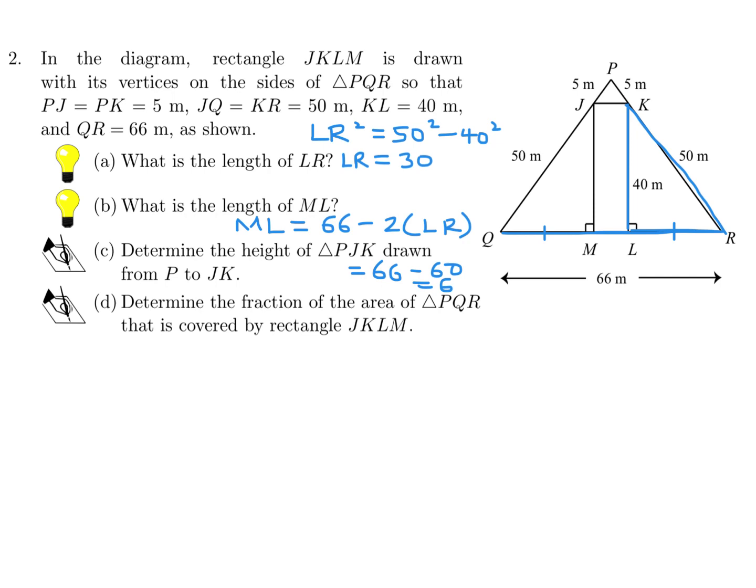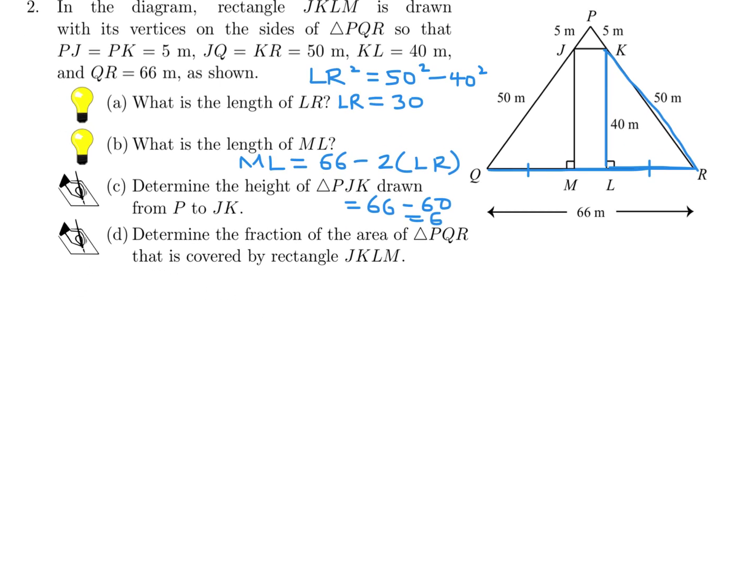Okay. And moving right along, C says determine the height of triangle PJK drawn from P to JK. So PJK is that little guy up there, and you're trying to find that height. So I guess I'll calculate the full height, all the way going down, and then I'll subtract from that this 40. Whatever you want to call it, we'll just call it H. H plus 40.